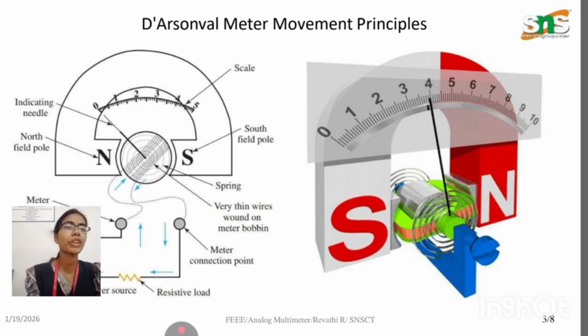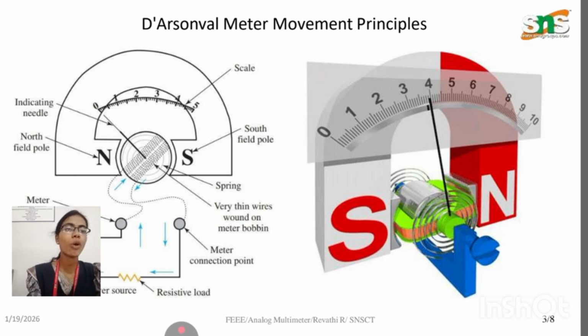This consists of two poles, north and south poles. The scale is employed in these devices, and an indicating needle is also present. Between these two fields of attraction, the magnetic field and the resistive source or load connected across these poles, an EMF gets induced. The spring, a very thin wire mounted on the meter bobbin, is used to rotate, so that the poles of attraction happen and the needle will point to the value of exactly what we have employed to measure.